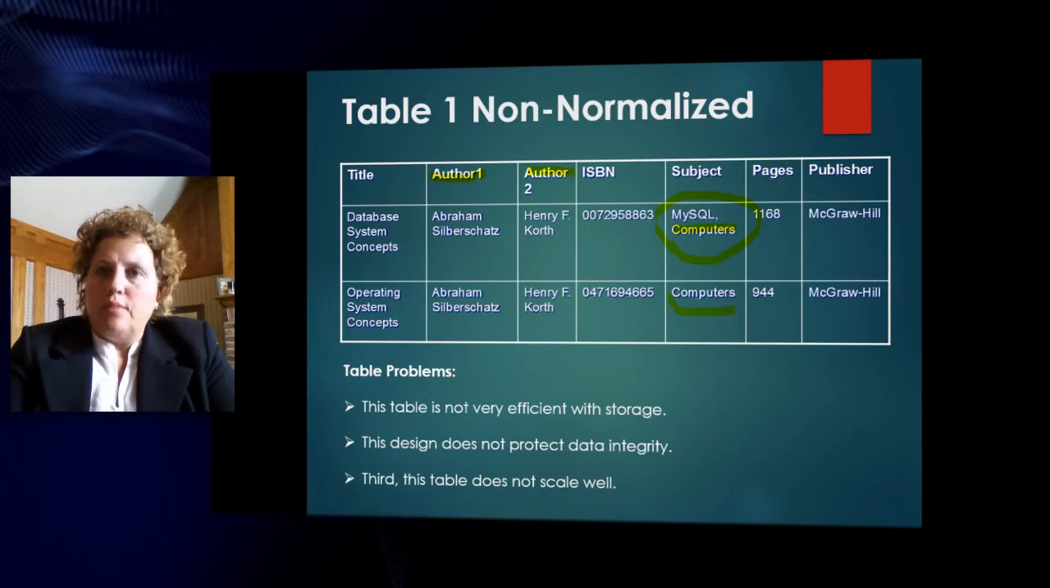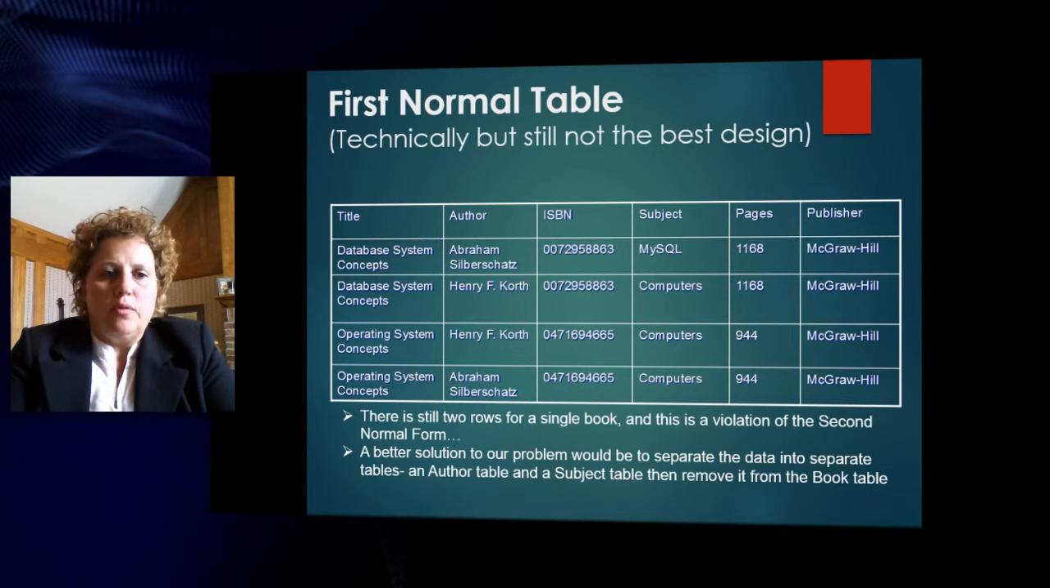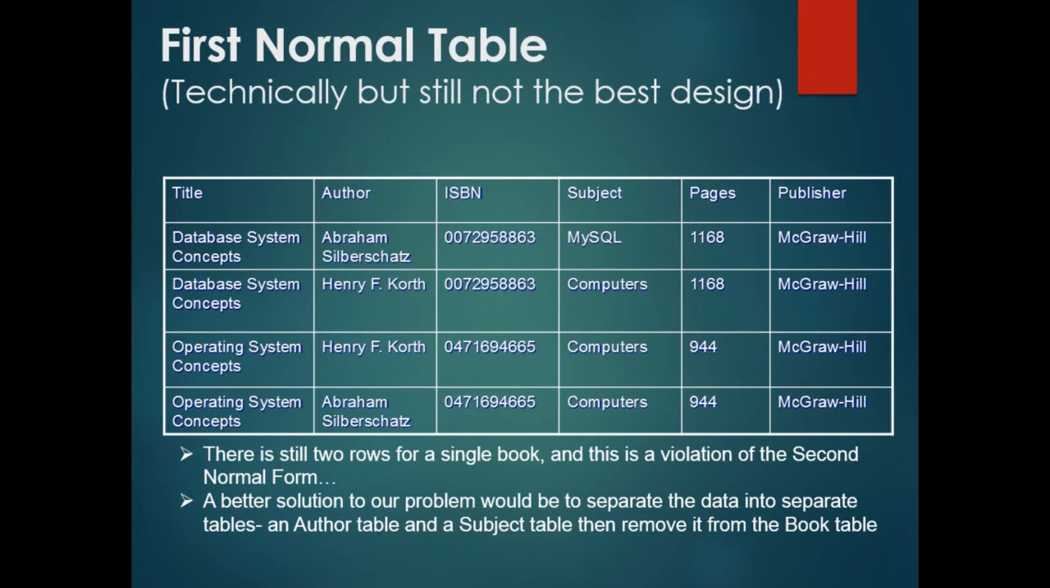If we try to look something up with this table in this form, it's going to be very difficult to find the subject, given that there are multiple values in those fields. So here's one way that we could normalize this table. We could normalize it this way, but technically it's still not the best design. Why? Well, because there are still 2 rows for a single book. So if you look, there are 2 rows for a single book, right?